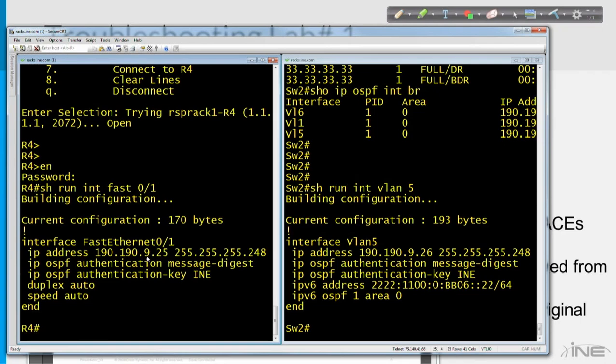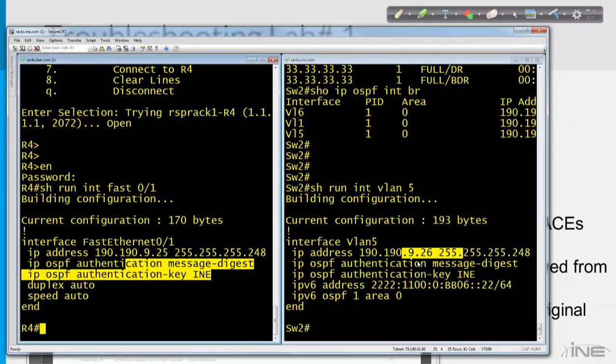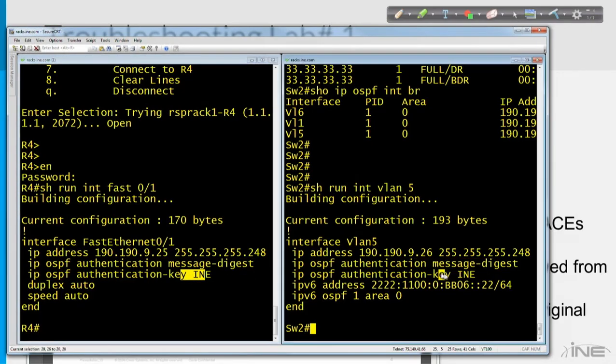Okay, let's just compare some basic stuff. Are they in the same subnet? Yes, they are in the same subnet. They're using authentication. Is it the same kind of authentication? Yes, it is. Are they using the same password? Yes, they are. Is either one of these interfaces shut down? No, it's not. So there's nothing at the interface level that would cause me to not have a neighbor relationship.